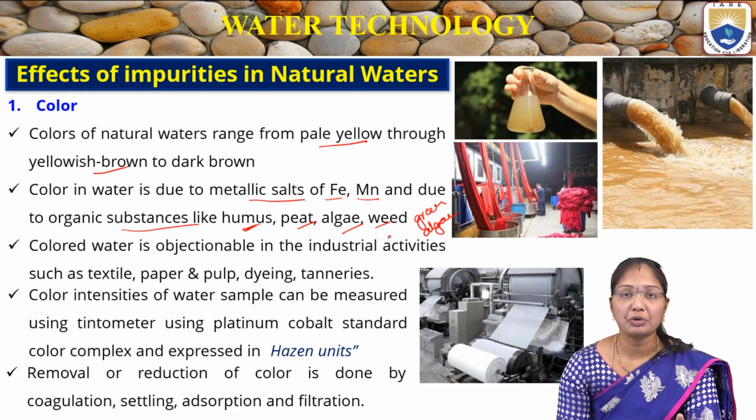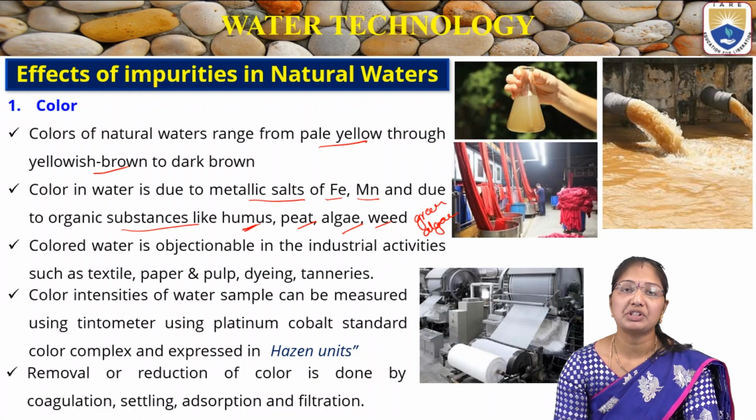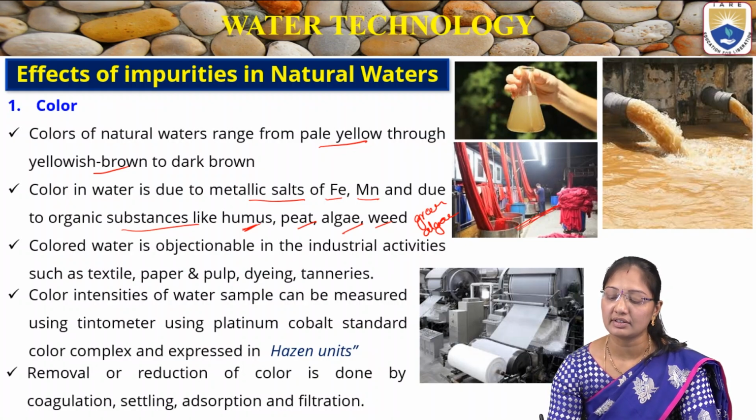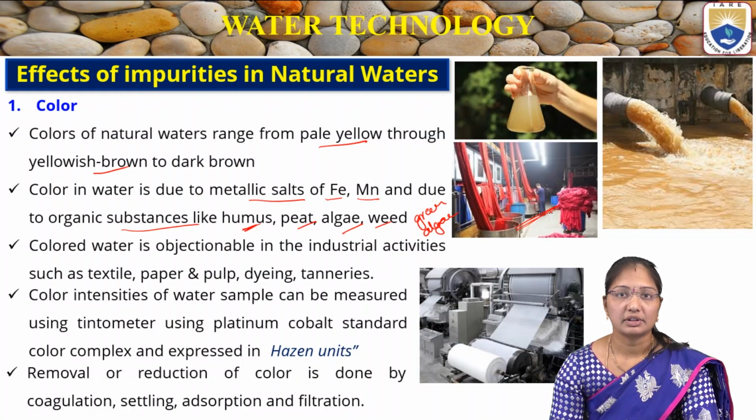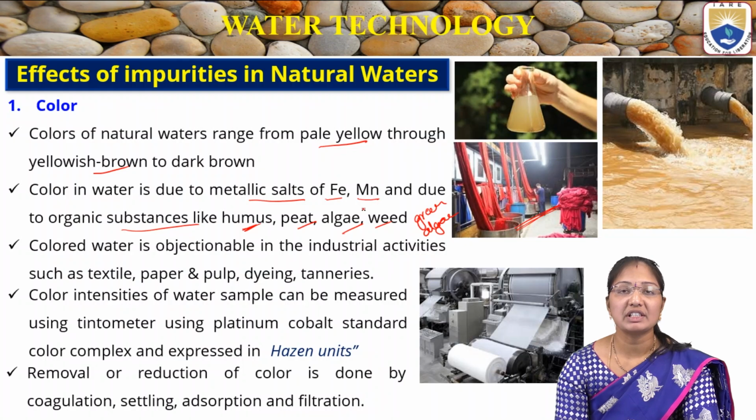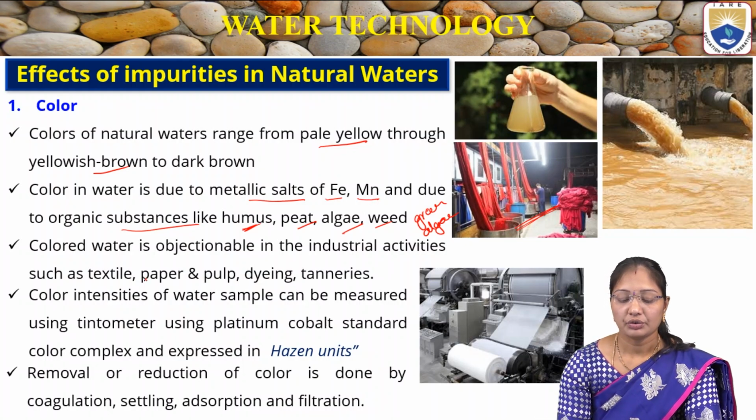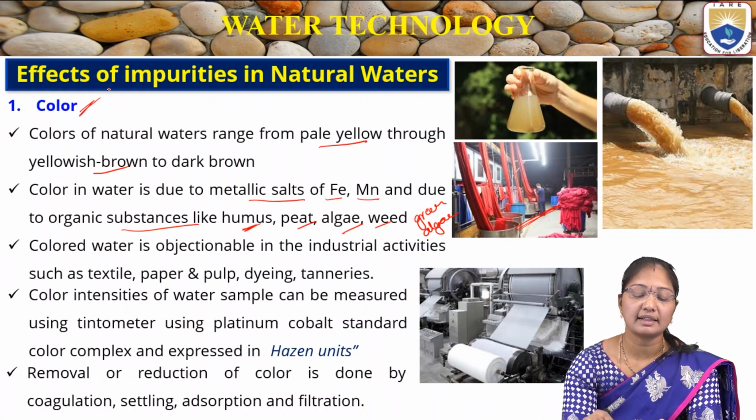Because if we go for the dyeing industry, they want some specific color. So if the water we are using already has color which interferes with the dye they are using in the water. So here in the textile industry, suppose they are going to dye light colors. Already, due to the presence of these metallic salts, it causes problems in the industry. So definitely for industrial purposes, they should follow the characteristic like color.